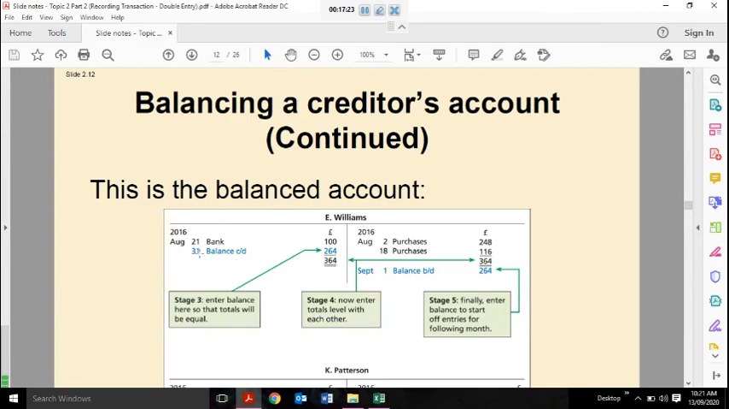And then this, you carry to the next month. You cross it. If it's on the debit side, then you bring it to the credit side. And even by its nature, as I mentioned just now, for creditors the balance will always be on the credit side. So here on 1st September, balance brought down is 264. That's it.